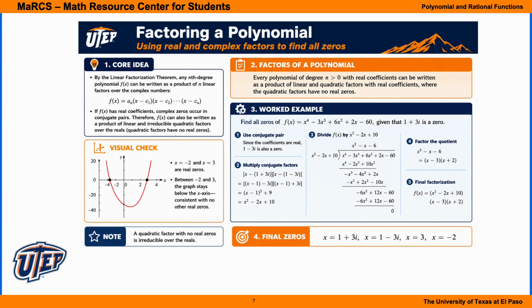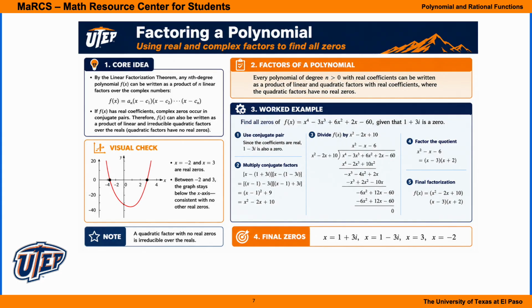So if f of x has real coefficients, complex zeros occur in conjugate pairs. Therefore, f of x can also be written as a product of linear and irreducible quadratic factors over the reals. So every polynomial of degree n greater than 0 with real coefficients can be written as a product of linear and quadratic factors with real coefficients, where the quadratic factors have no real zeros.